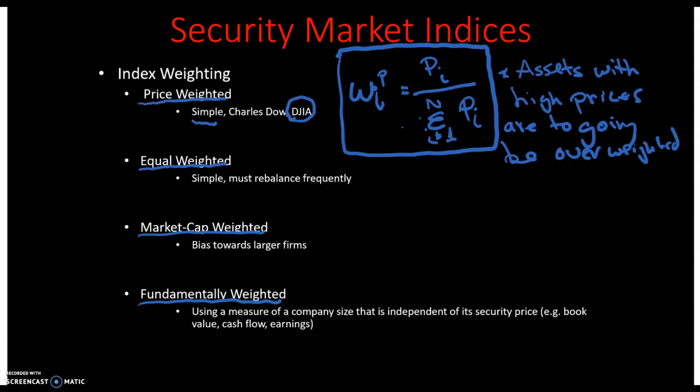The next one here is equally weighted. It's fairly straightforward. Let's look at the formula. This would be the weighting for each asset in an equally weighted index. We would just take 1 over n. So each asset in an equally weighted market index would be proportional to the number of other assets within there. They would be equally weighted.